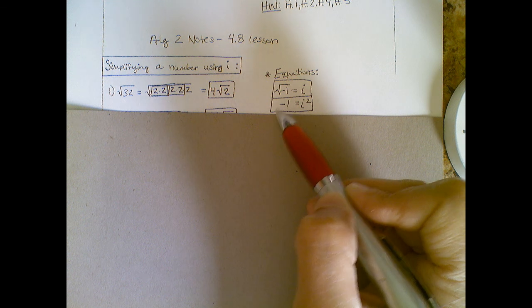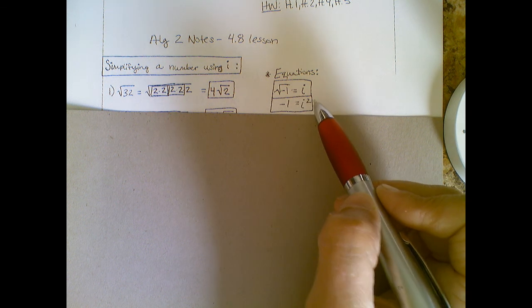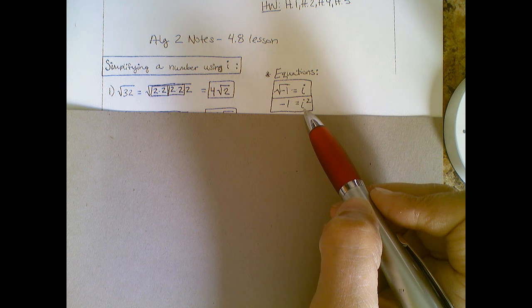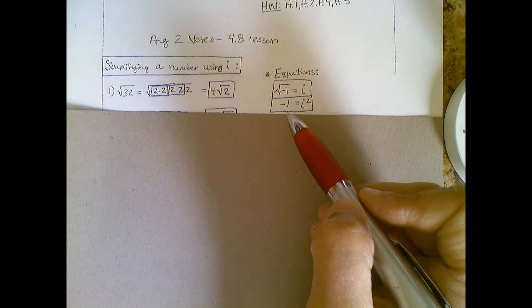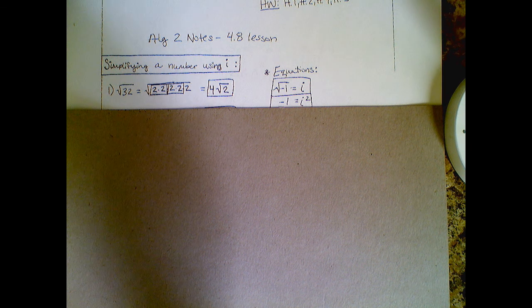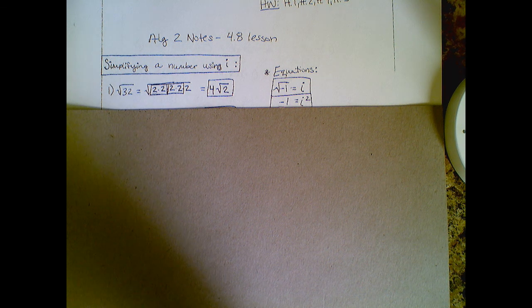So i squared is just -1. As we go through, we'll want to keep these in mind so that anytime we have a square root of -1, it's just i, and anytime we have i squared, we can plug in -1. Okay, so for this first example, we want to talk about how we simplify radicals.